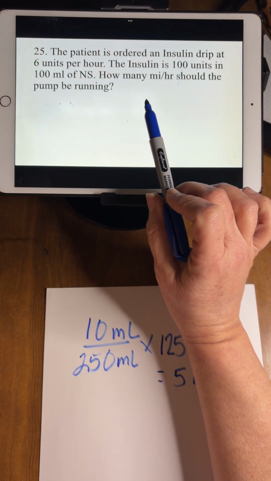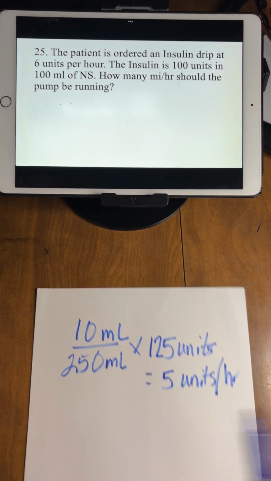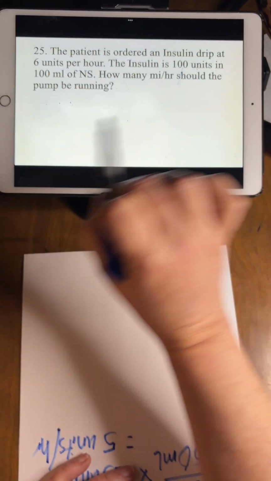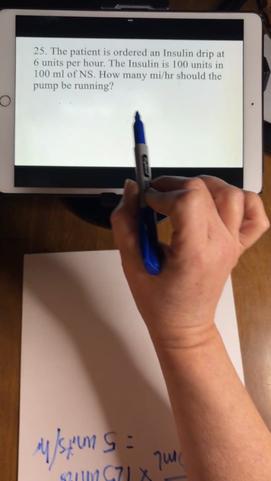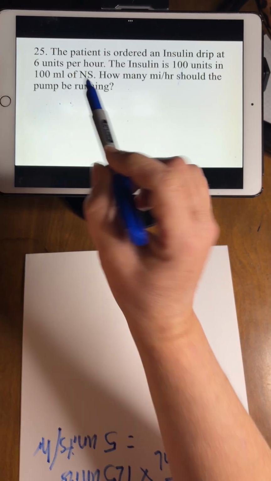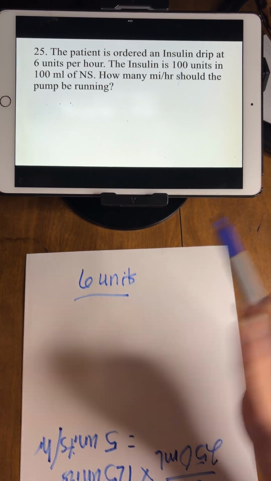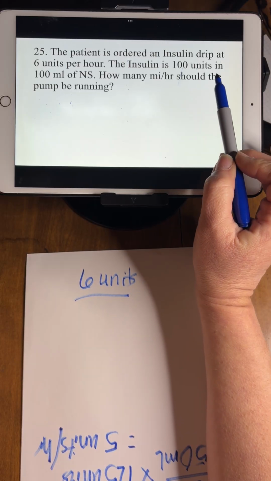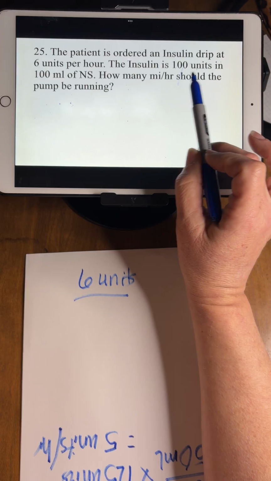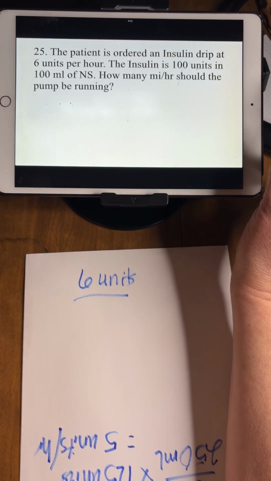The patient is ordered an insulin drip at 6 units an hour. You know what I'm thinking to ask you? I want you to hear me on your test when you see something that looks like this. 6 units an hour. The insulin, let's go and put it down. 6 units, what Mr. Main wants. The insulin in our hand in this bag is, I mean, looking for it. Okay, 100 units in 100 milliliters of normal saline.